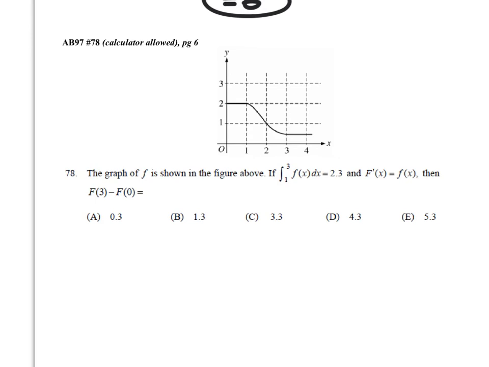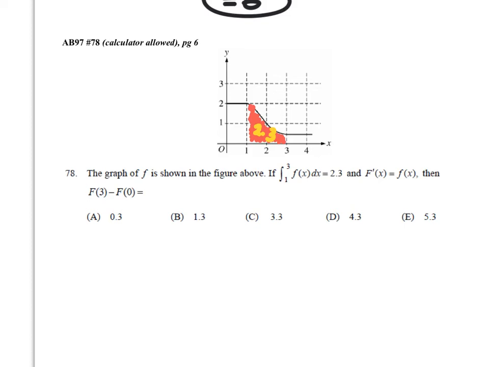Let's move on to another one. Calculator now allowed. The graph of f is shown in the figure above. If the integral from 1 to 3 is 2.3, and big F prime of x equals f of x, then F of 3 minus F of 0 is... well, what this tells us, the integral from 1 to 3 of f of x dx, tells me that the area under the curve from 1 to 3 is 2.3.